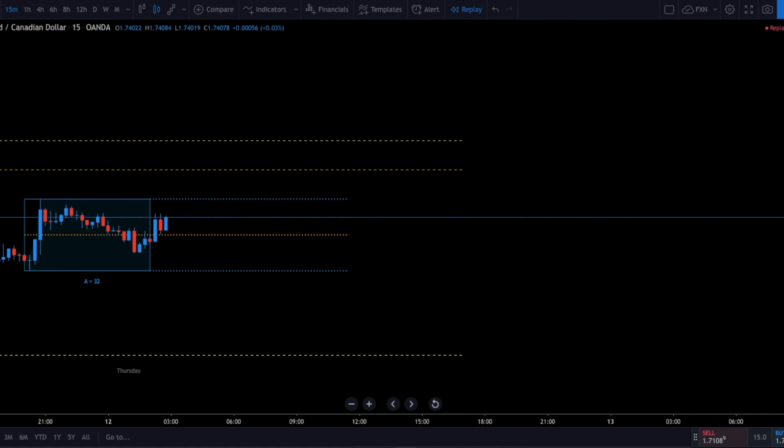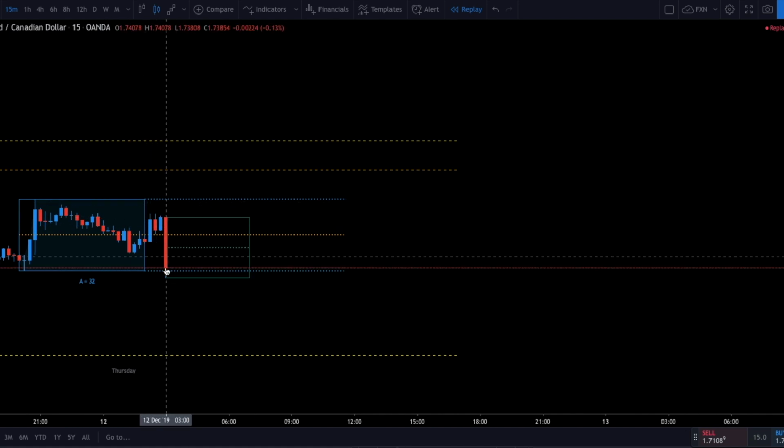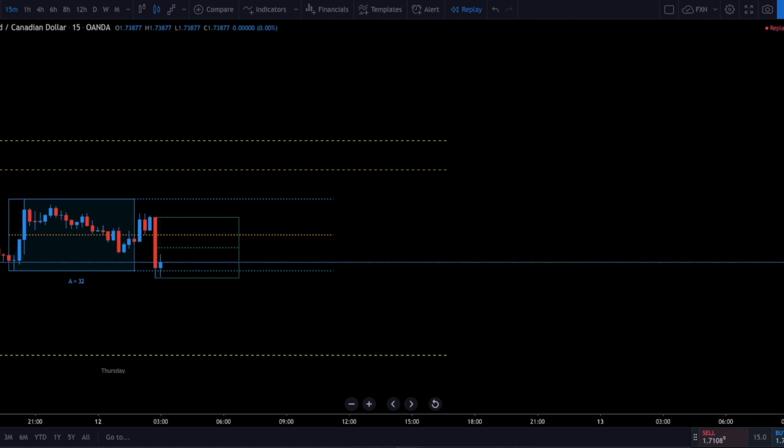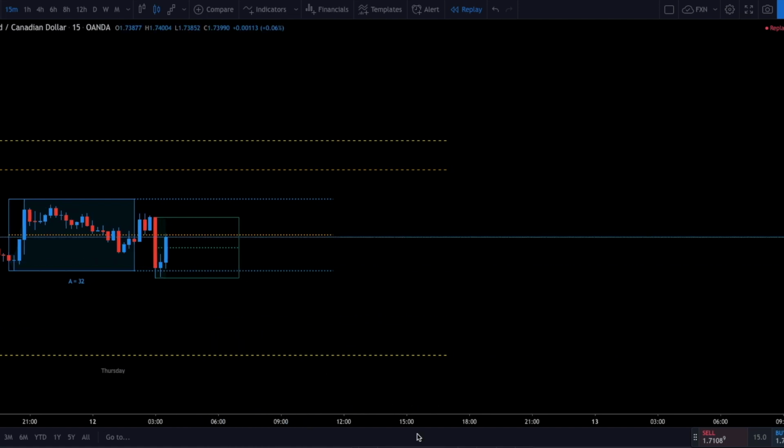So as we can see here, here's our move to the bottom, right? And then look what happens. We go back up, and what happens?